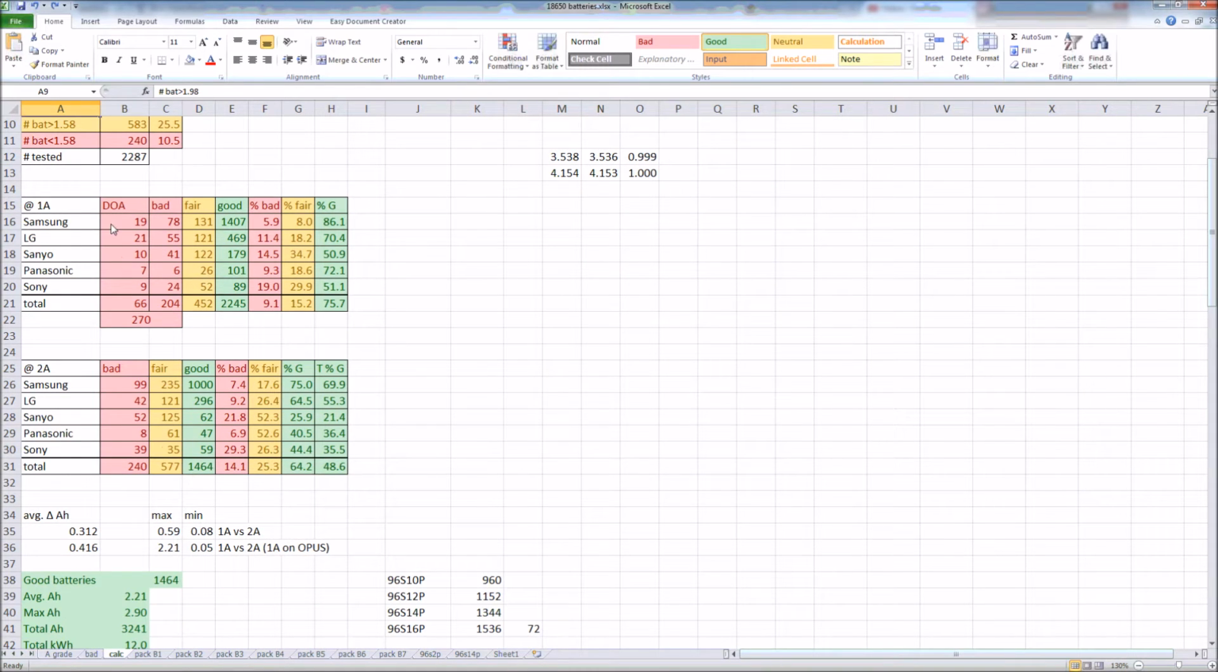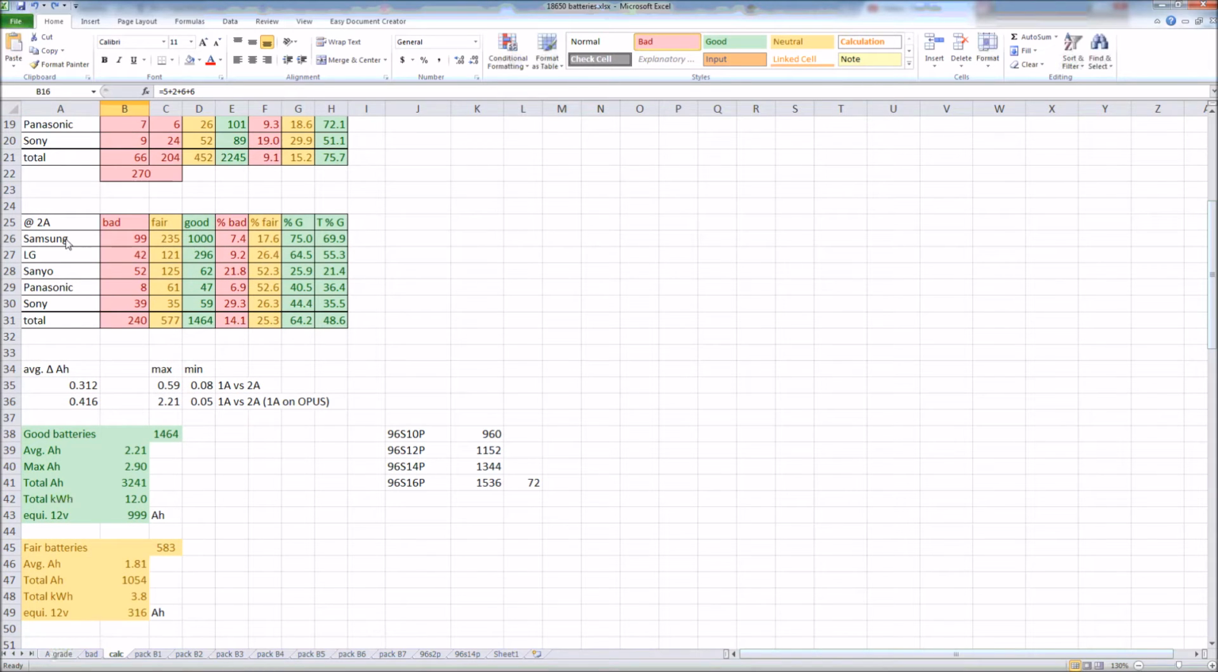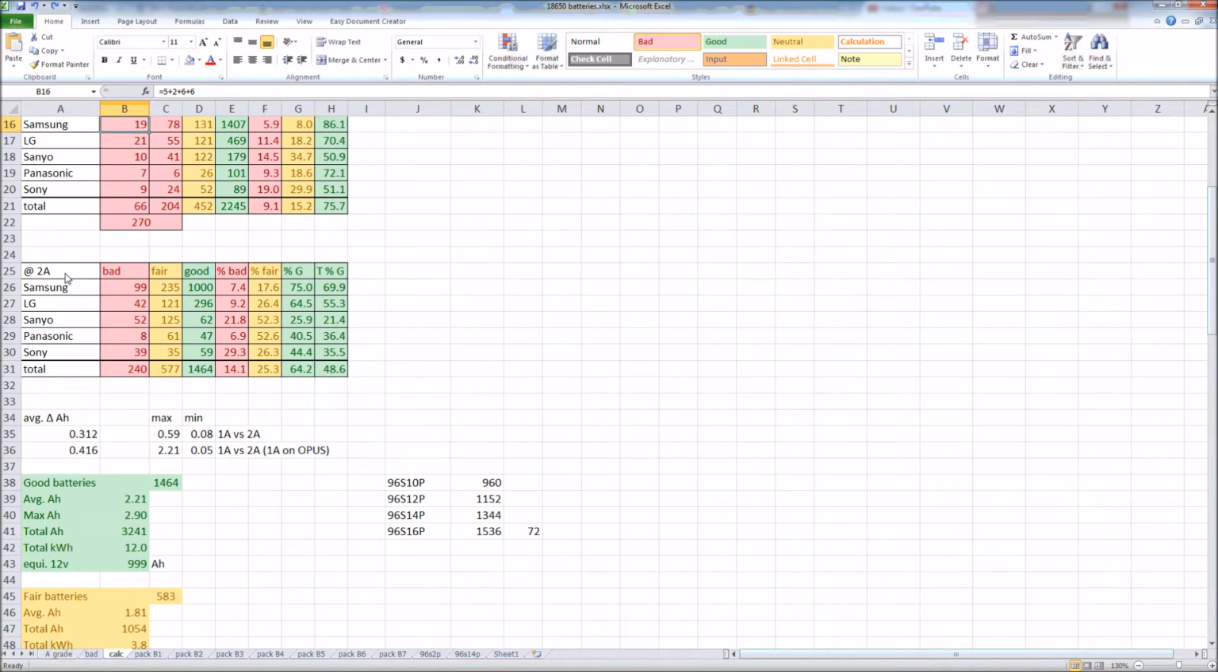This is a listing by manufacturer, so it gives me the percent of good for Samsung, LG, Sanyo. So you can see right now the Samsung is by far the best manufacturer that I've had. Now I used to list the batteries that were dead on arrival, meaning that they were 0 volts, but I stopped doing that, so these numbers are not very accurate. So here again, these are the numbers for testing at 2 amp. And again, my Samsungs are the highest percentage of good cells.